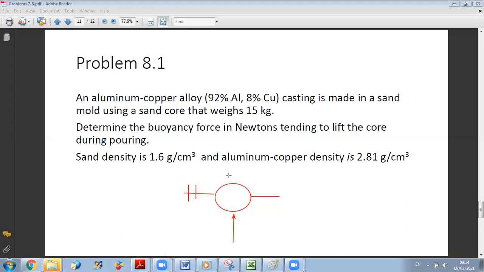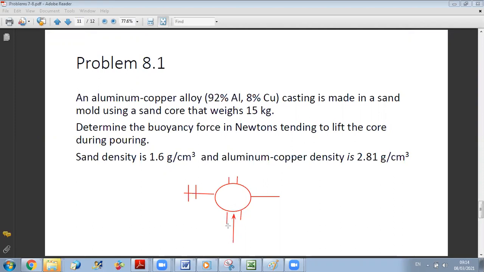So here we put chaplets to fix the core to the main mold if you want. And in this case, you might need chaplets at the top level and chaplets at the bottom. Why? Because chaplets from the top can help you to overcome the buoyancy force.